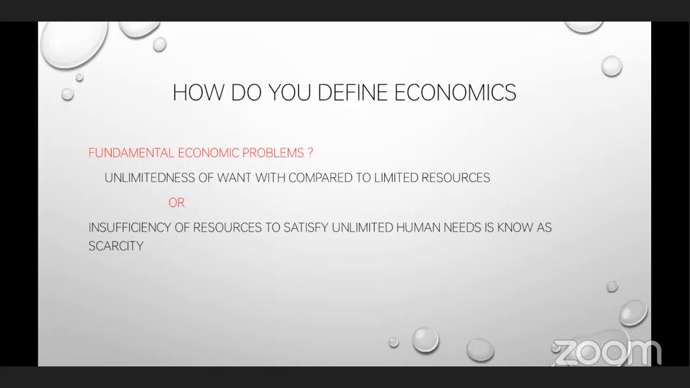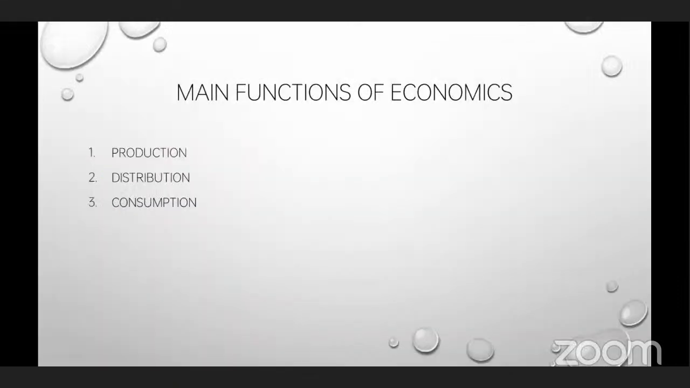Okay, we'll see. How do you define economics? Fundamental economic problem. Unlimitedness of wants compared to limited resources, or insufficiency of resources to satisfy unlimited human wants, is known as scarcity. Since resources are limited, they are not enough to satisfy unlimited human wants. This trade-off between wants and resources can be cited as scarcity. It is the fundamental economic problem in the society. Then we will see what the main functions of economics are. First one, production, producing goods and services. Second one is distribution, distributing goods and services. Third one is consumption, consuming goods and services. The most important economic activity is consumption, and it drives all the other economic activities of production and distribution.